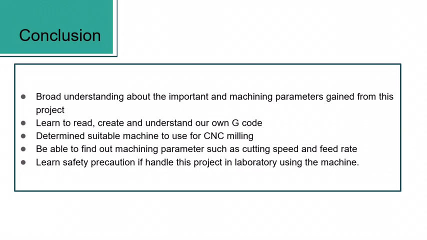We also know the suitable machine to use for milling operation using G-code according to the product we design. Next, we are able to determine suitable machine to use for CNC milling. We will be able to find out machining parameters such as cutting speed and feed rate.